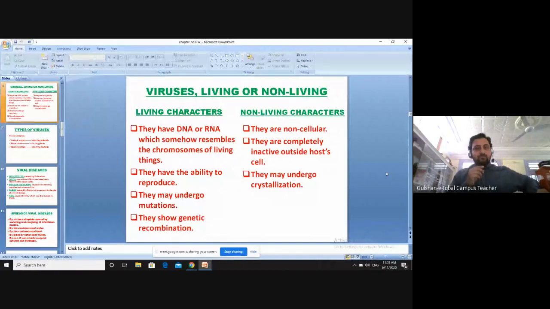Number two, they have the ability to reproduce, means they replicate themselves. Non-living things cannot replicate themselves, okay? Only living things can reproduce. So the viruses can reproduce. They can reproduce inside the body of the host, but they can reproduce. It means that they can be living things. The second argument. The third argument, they may undergo mutations.